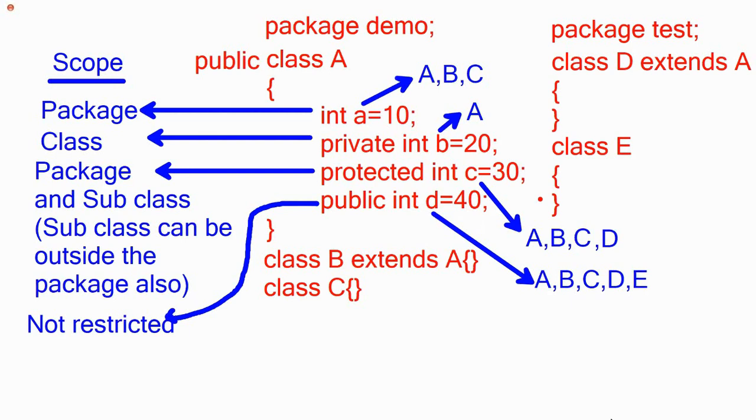Okay. See, this variable, in how many classes can we access it? 3. This variable, 1. This variable, 4. There is a difference, no? So it is not private, it is not protected, it is not public. It is also one type, and that scope is different. Got it? Write this one.